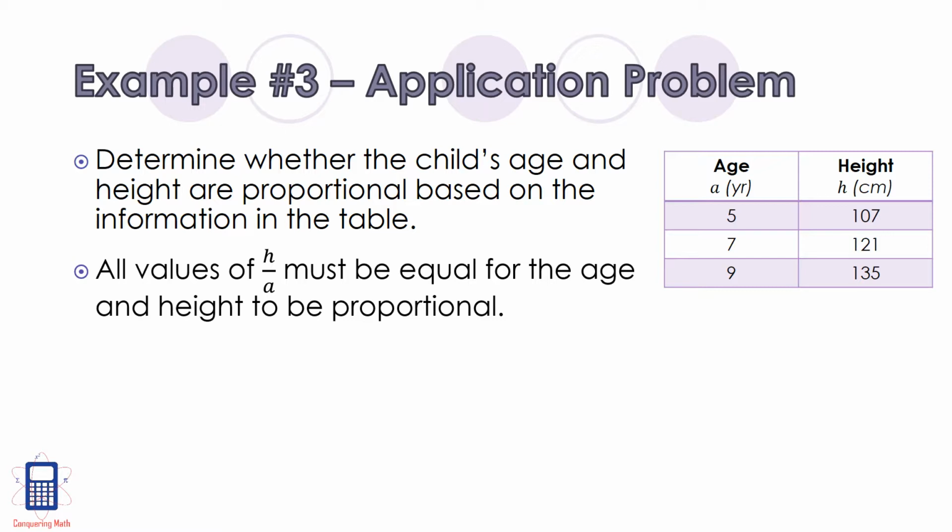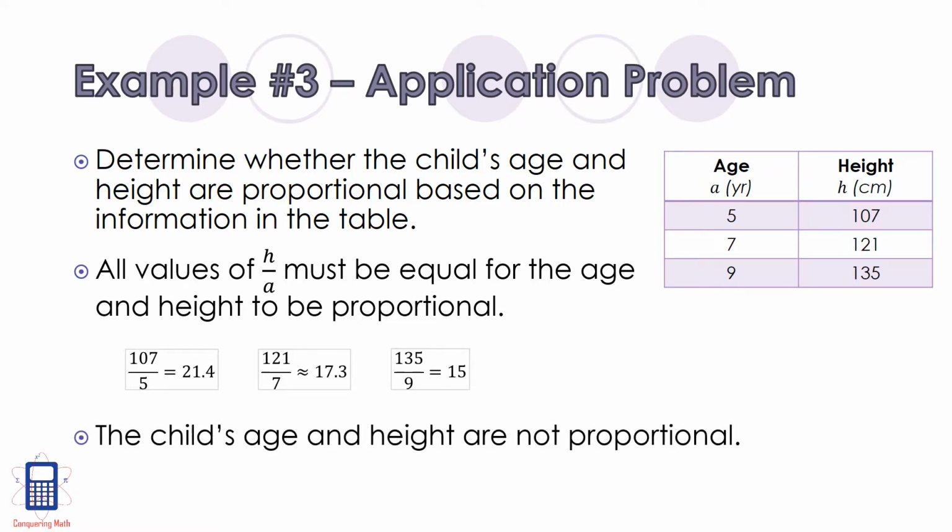So let's start with 107 over 5, which is 21.4. Then we have 121 over 7, which is approximately 17.3. And then we have 135 over 9, which is 15. These 3 values of the ratios are not equal, which means that the child's age and height are not proportional to each other.